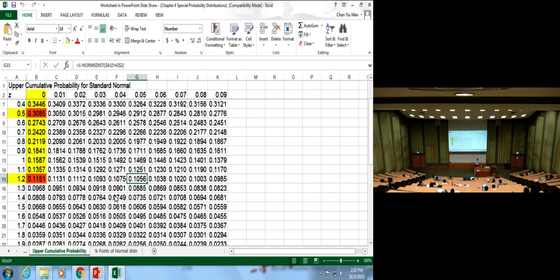Okay. So how about if I want the probability of z greater than 1.234 or 1.2345? How to get it? Okay, there are many ways to do it. 1.2345 is between 1.23 and 1.24. So it's somewhere between these two numbers. If I want to know the probability of z greater than 1.2345, it's somewhere between 1.23 and 1.24. All right.